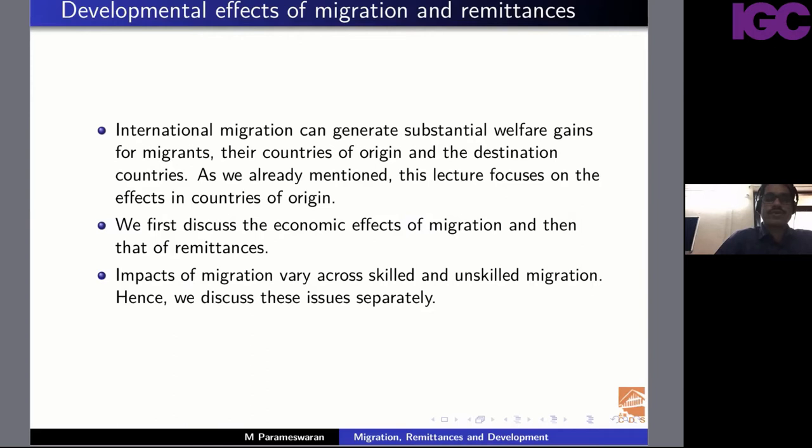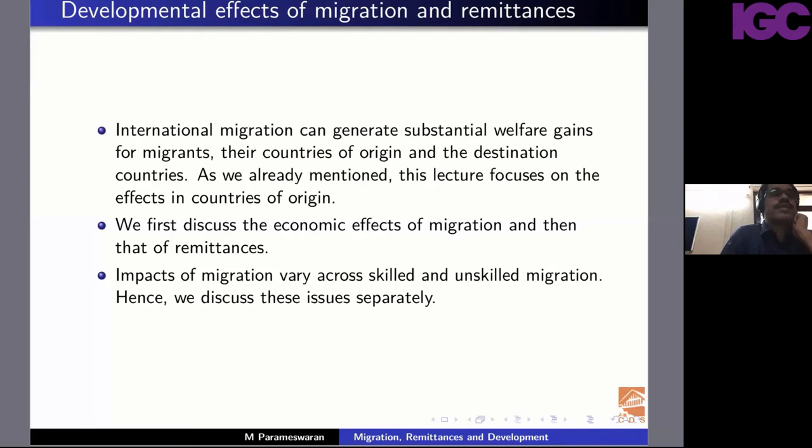Here in this lecture, as I already told you, we are focusing on countries of origin. In the first part of the remaining lecture, we first discuss the impact of migration, and then we focus on the impact of remittances. Within the impact of migration, the impact varies across whether unskilled people are migrating or skilled people are migrating. So we will discuss these two issues separately.